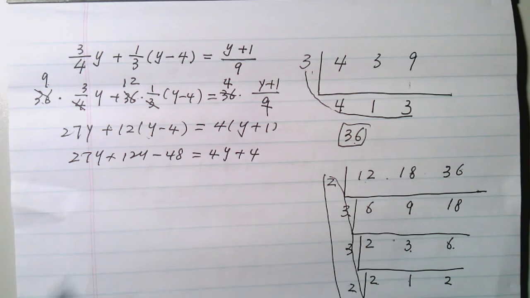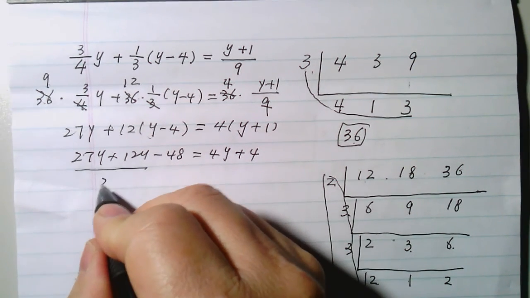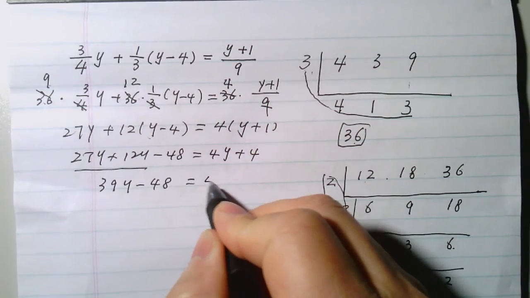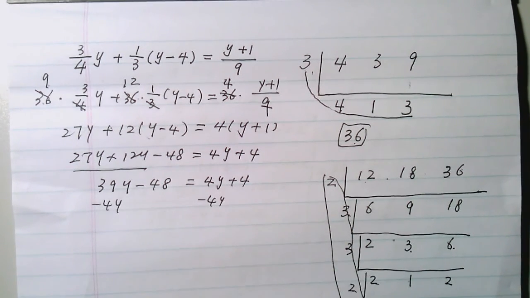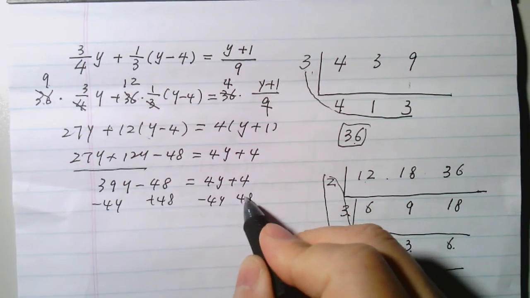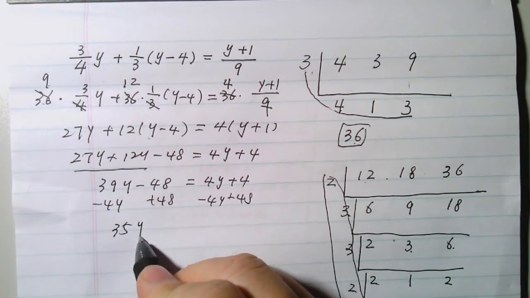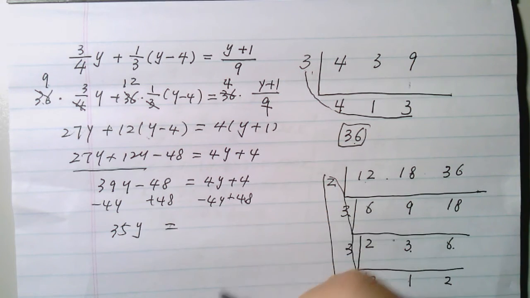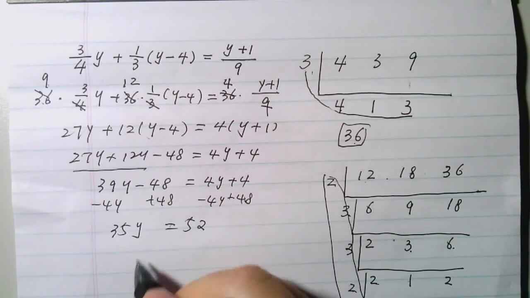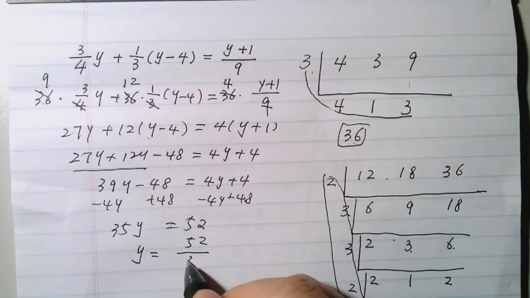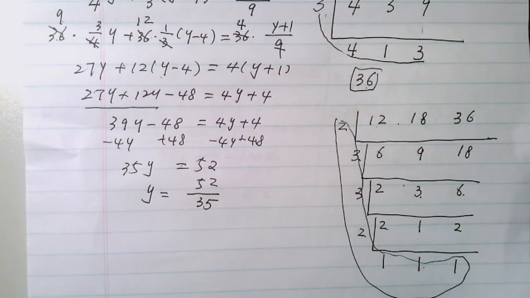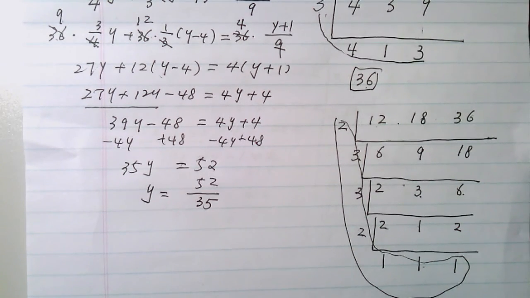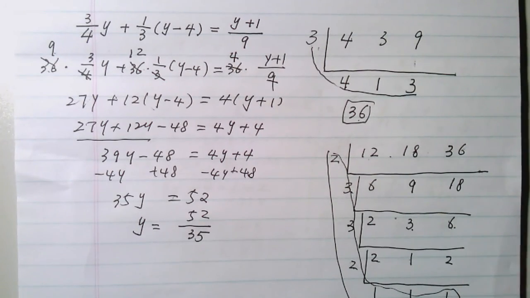Same thing here. So now combine this together. You can see this is 39y minus 48 equals 4y plus 4. Okay, subtract 4y from both sides and add 48 to both sides. So you can see I have 35y equals 48 plus 4, which is 52. So now the solution is y equals 52 divided by 35. Okay, so here we are done for this part. Obviously you also need to check. I will not do the check here, so you can do the checking by yourself for this case. So that's the end of this video.